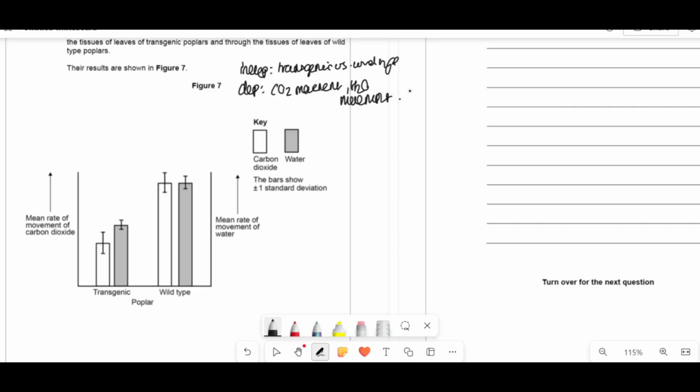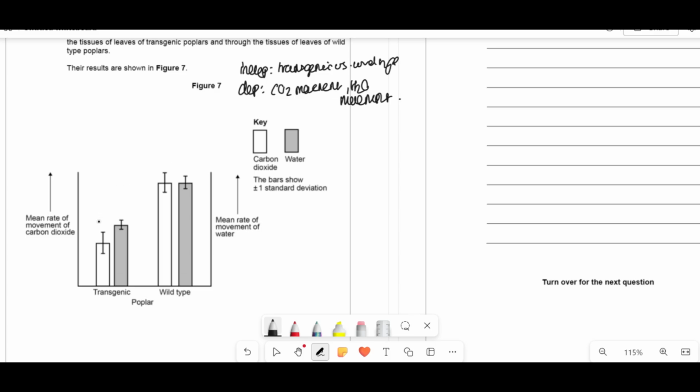Now what we need to do is look at these results one by one. So start with the carbon dioxide ones and then the water ones, or start with transgenic first. Just compare one for one, right? Here, this axis is the mean movement of CO2, and this is the mean movement of water. If I do CO2 for CO2, the transgenic ones have a lower overall mean rate of movement of CO2 than the wild type. Then if I move on to water, the transgenic had a lower mean rate of movement of water than the wild type. Then you can compare between them. In transgenic, they had less CO2 movement than water, whereas in the wild type, they were equal.